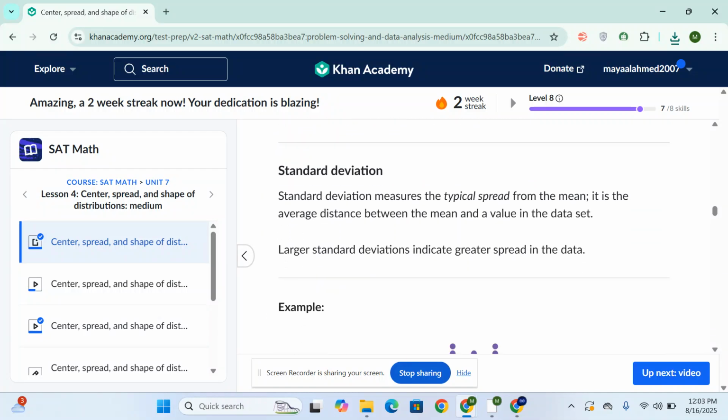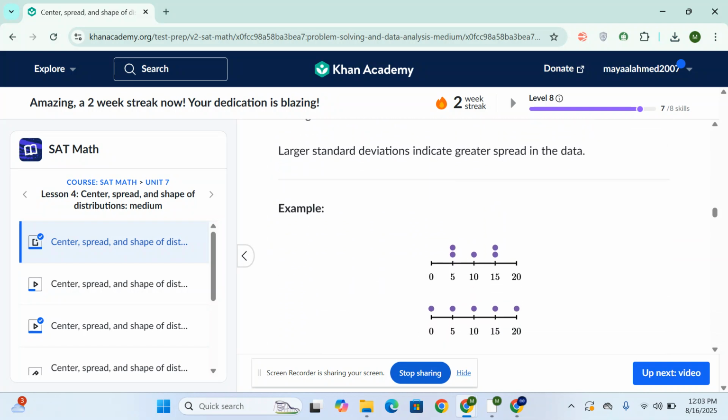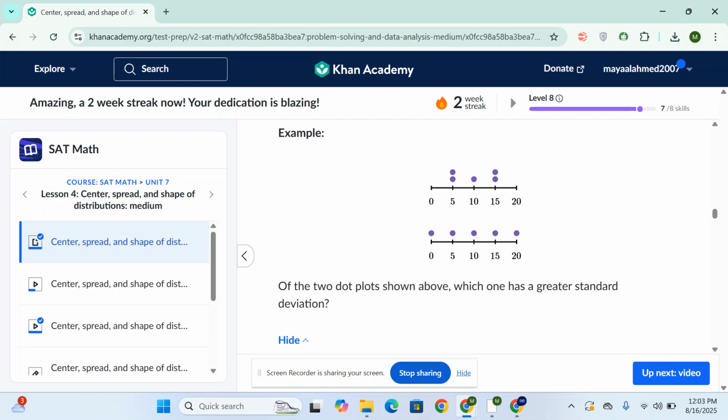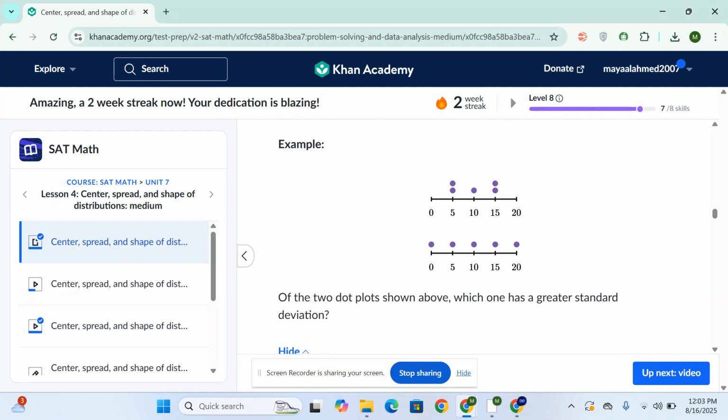The standard deviation, though, means the typical spread from the mean. So let's say you have a set of data, you're going to find its mean, which is its average, and you're going to see how far the smallest or biggest value is spread out from that specific mean. So, for example, you have two sets of data here. You can see that it starts at 5 and ends at 15. So, from the center or the average, which is 10, you can see that there's only a difference of 5 between the average and the smallest or biggest value.